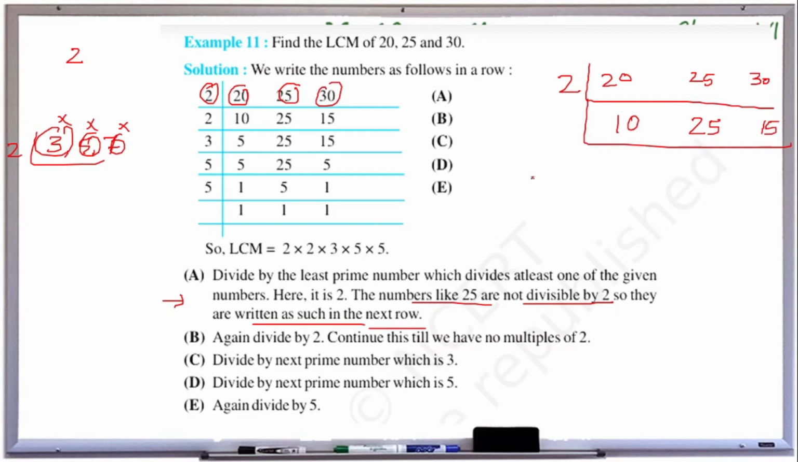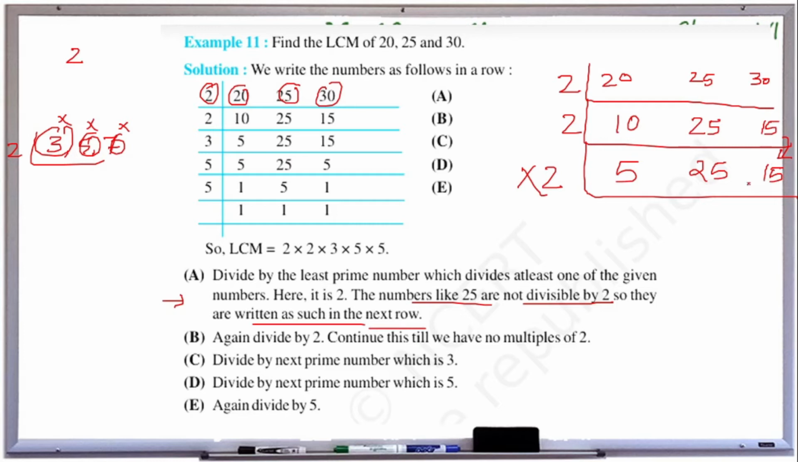So, repeating: here 10 we can divide by 2, so we get 5. Since 25 is not divisible by 2, directly write 25. 15 is also not divisible by 2, so move it down the row. Means you have to just write 15 in the next row. And here we cannot write 2 because 5 is not divisible by 2, 25 is not divisible by 2, 15 is not divisible by 2.